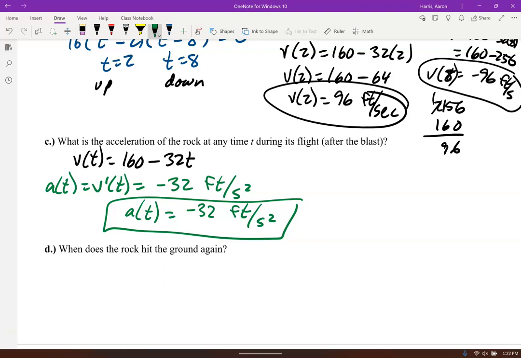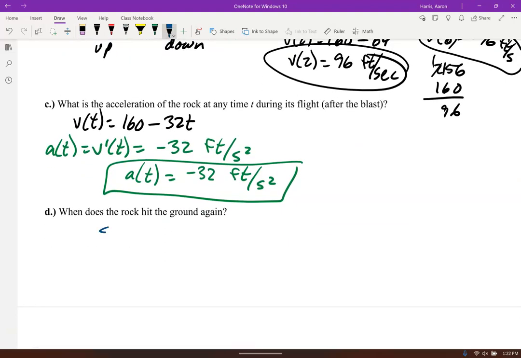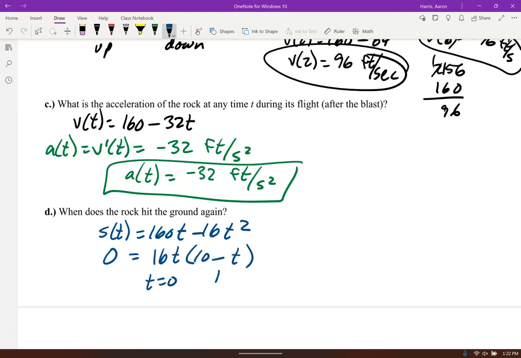When does the rock hit the ground again? When does it hit the ground? Well, here's our position function. When is your position 0, right? When you hit the ground, you're at a height of 0. Let me take a 16t out. So I'd have t being 0, I'd have t being 10. Notice it says, when does it hit the ground again? Right, again. It got launched from the ground at 0 seconds. It's going to hit the ground again 10 seconds later.